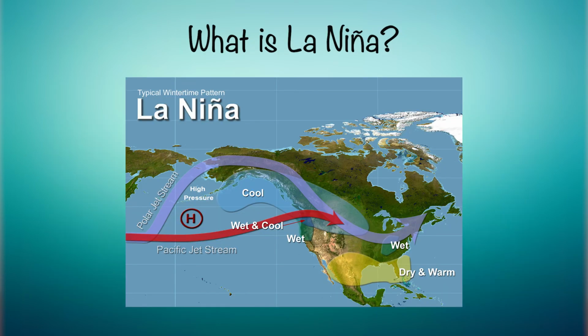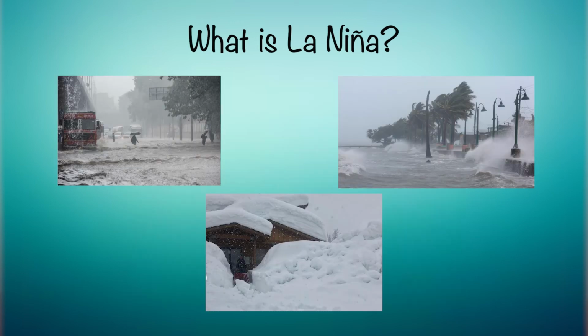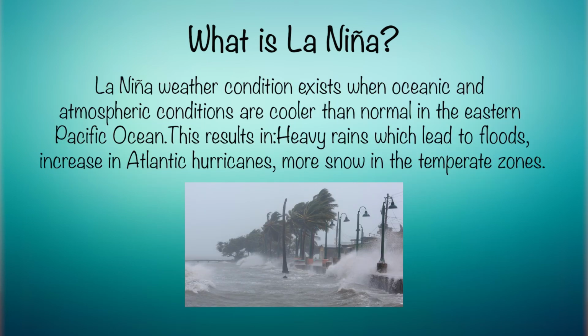What happens when La Niña surfaces? This results in 1. Heavy rains, which lead to floods. There is an increase in Atlantic hurricanes and more snow in the temperate zones. So La Niña results in heavy rains which lead to floods. There is an increase in Atlantic hurricanes and there is more snow in the temperate zones.